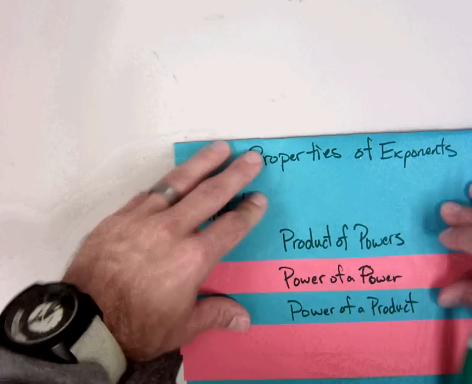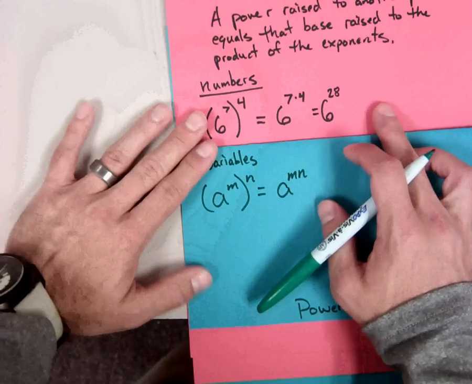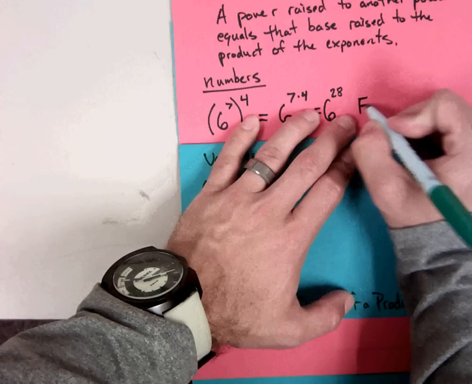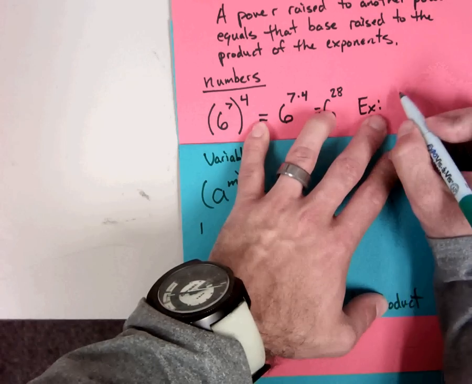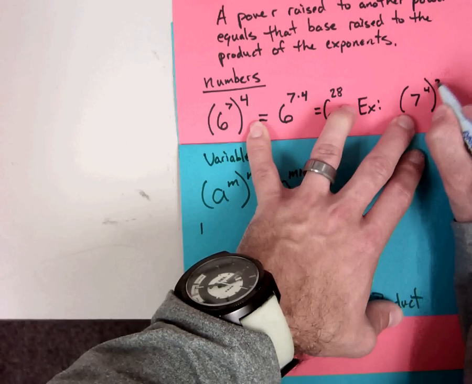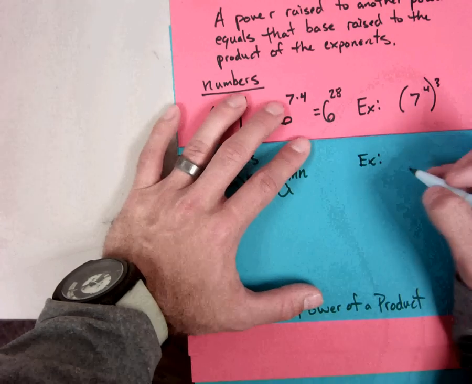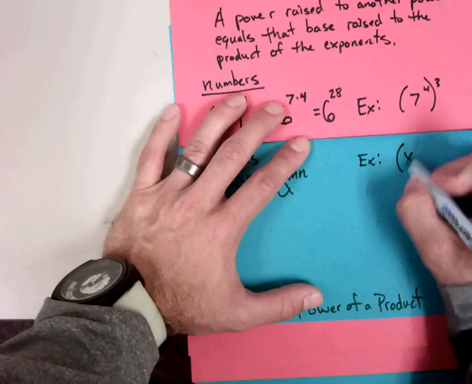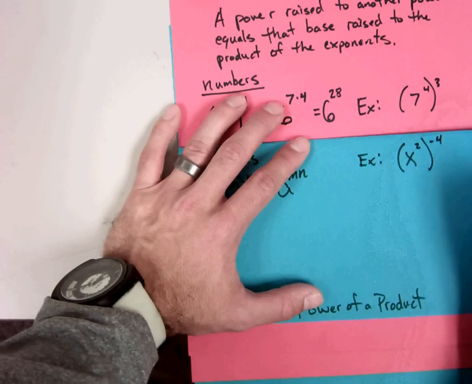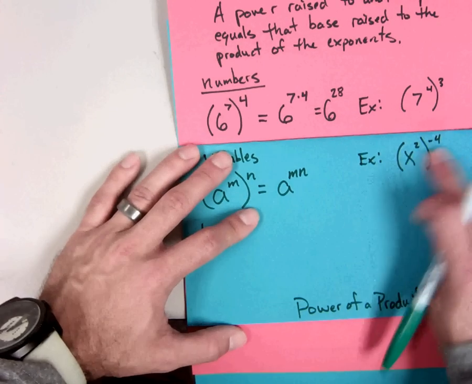Now, the power of a power property. Let's say you have your numeric problem. Let's say we have 7 raised to the 4th, which is raised to the 3rd. And let's try x squared raised to the negative 4. Okay, and you're going to have to remember what we did in class today.